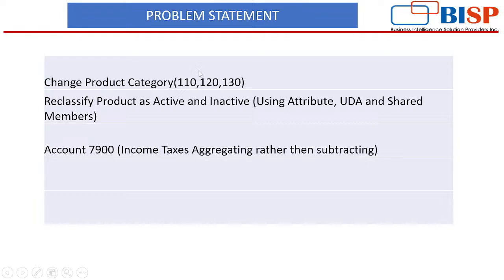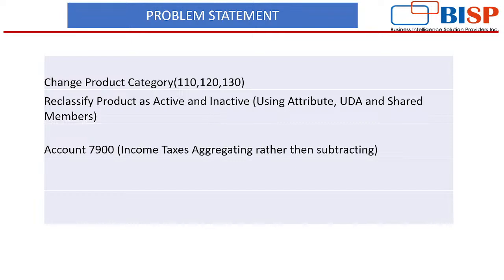So we have reclassified a few products as active and inactive by using different methods. We have used attributes, we have done it through UDA, and we have also created shared members. So this is how we sort out such kind of tickets.